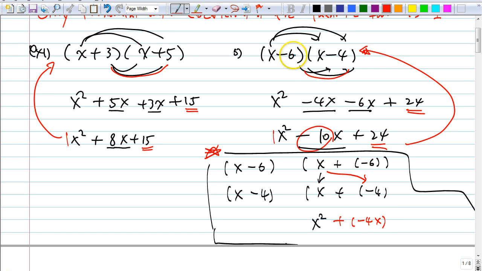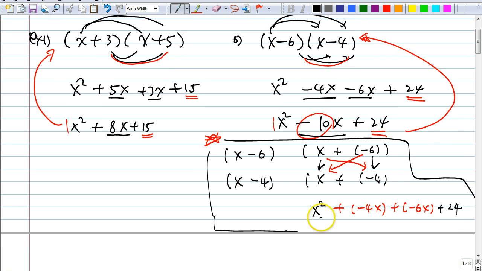And of course, didn't we then multiply negative 6 times x? Plus negative 6x. And lastly, we multiply negative 6 times negative 4, which is 25 or 24? 24. So we should simplify this, right? Don't we get x squared, plus negative 4x plus negative 6x, negative 10x, which is what we had before, plus 24. So, do you understand how I multiply vertically?